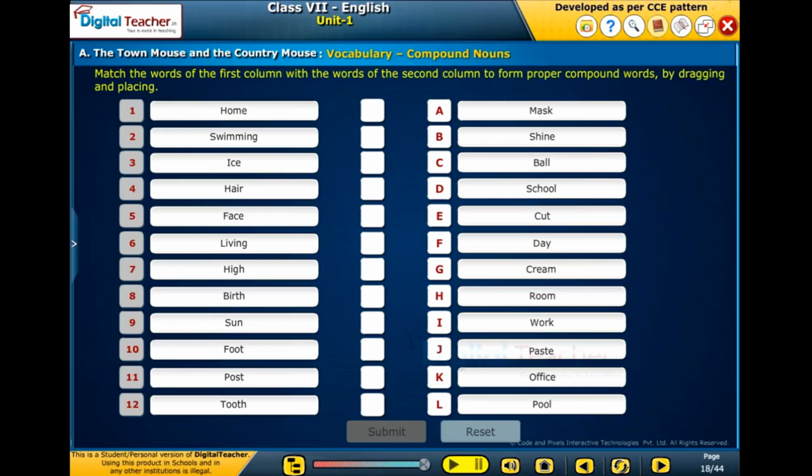Take up the following activity to check your understanding. Match the words of the first column with the words of the second column to form proper compound words by dragging and placing.